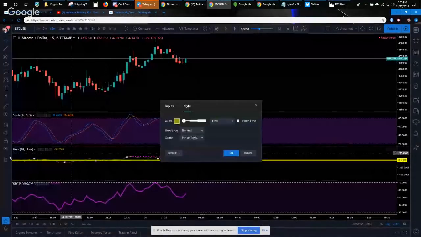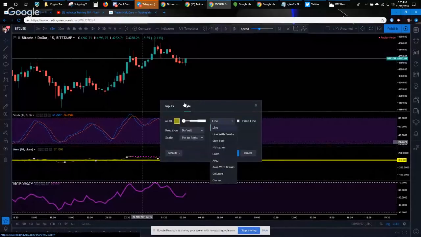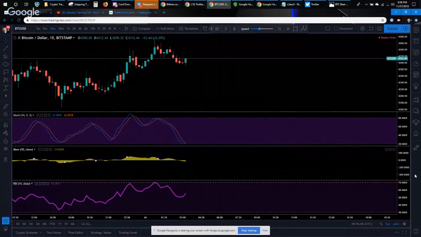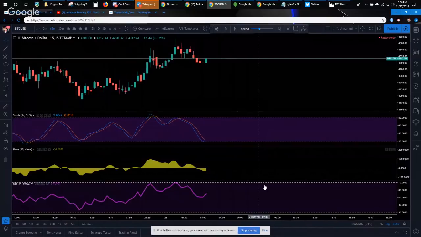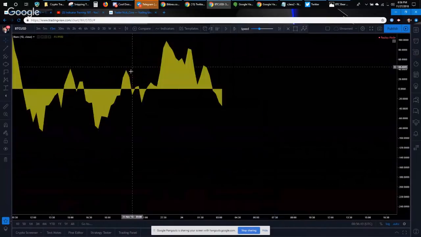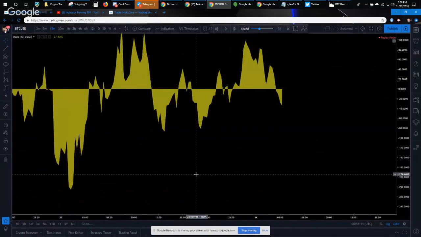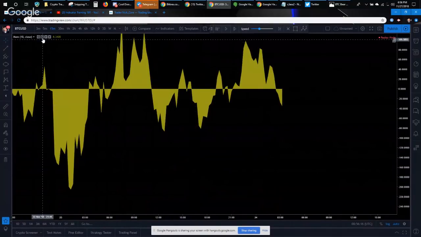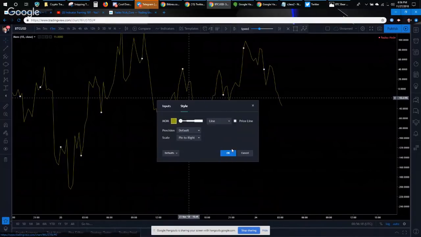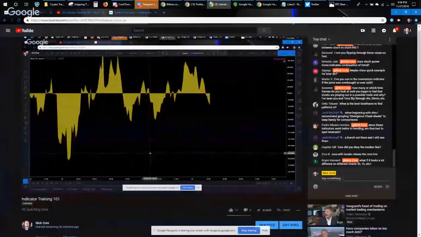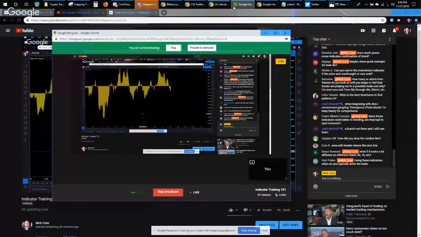So you go over here where it says style. You can adjust the thickness of the line, the color of it, and then also you click area with breaks, and it will do this. It'll give you this little range. You can see the median line right there, but it does look very similar to the CMF. So I generally keep it on typical line settings, because I use the CMF quite a bit. Let's flip back over to this chat.